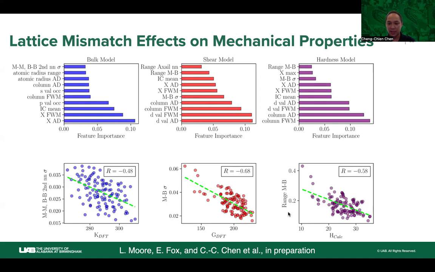Similarly, the range of the metal-boron bonds in the distribution has a negative correlation with the hardness value. This indicates that lattice mismatch has an effect on the mechanical properties, and they are negatively correlated with the results. It would be interesting and important to do experimental and theory tests to check these results again. We are about to finalize the corresponding paper for journal submission.